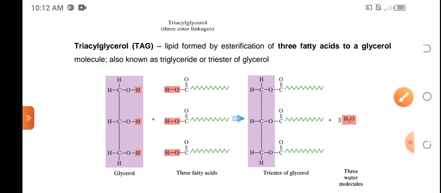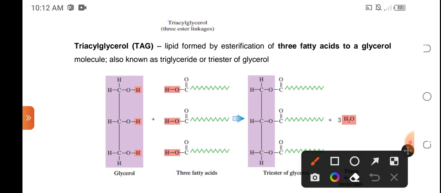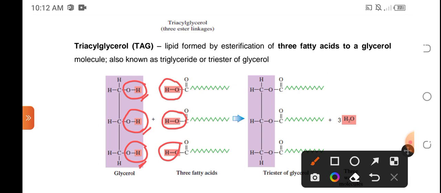If you look at the structure of glycerol, it has three hydroxyl groups. So this is an alcohol, a triol. It has three hydroxyl groups. These 3 hydroxyl groups will be the site of reaction, or site of esterification, where the hydroxyl groups of the three fatty acids will be attached.